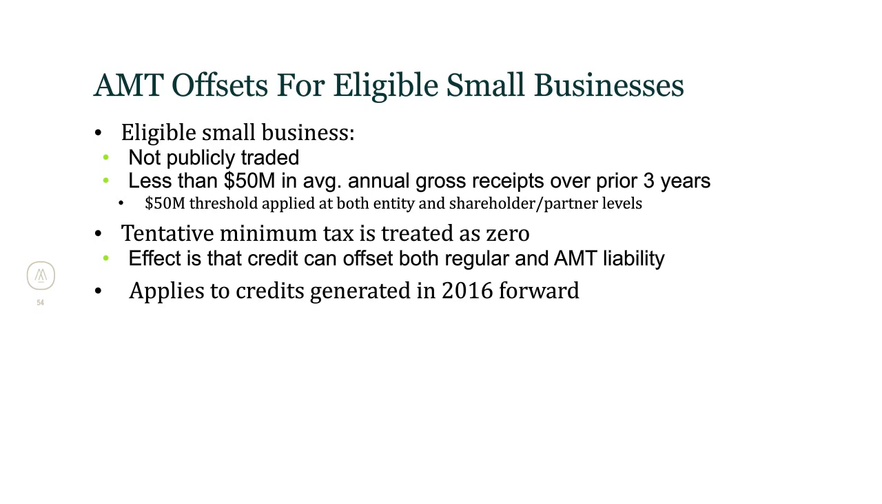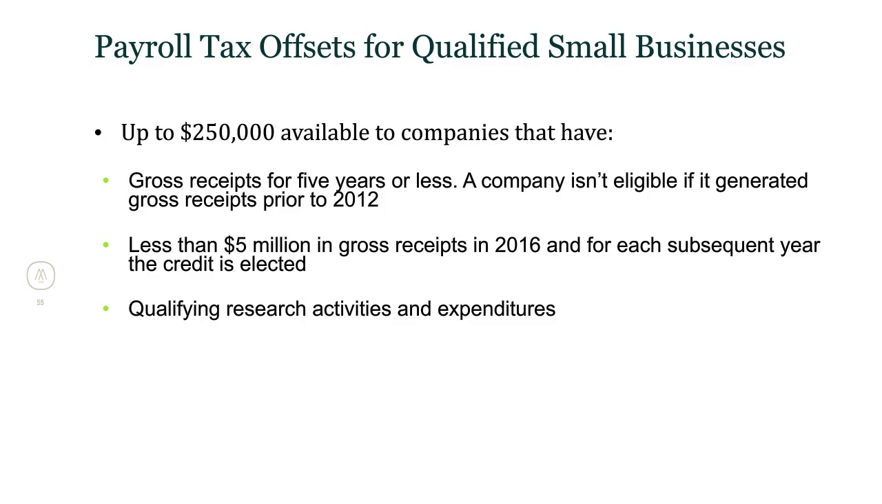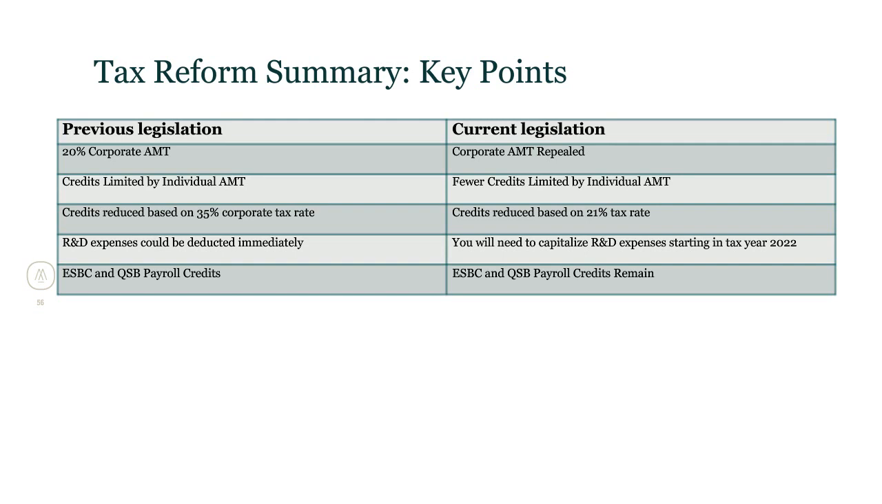So these slides here get into the specifics of some of the things I just mentioned on AMT, the AMT provisions, and the payroll tax offsets, and also put together kind of a quick summary of new tax reform topics and how they impacted R&D. The corporate AMT was repealed. I'm not sure if that's going to impact a lot of companies on the phone today, but something to be aware of. Also, the AMT exemptions and phase-outs increased for the next 9 years. And so if you have over $50 million in revenue, this is going to help you.